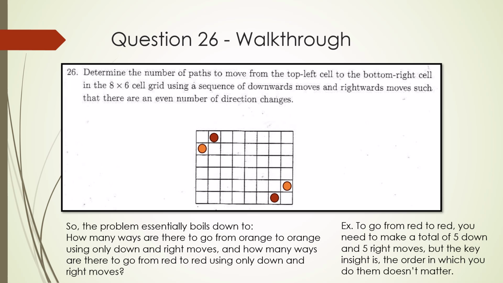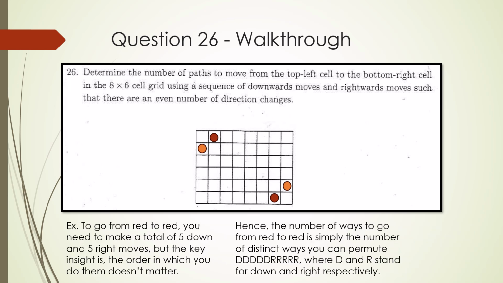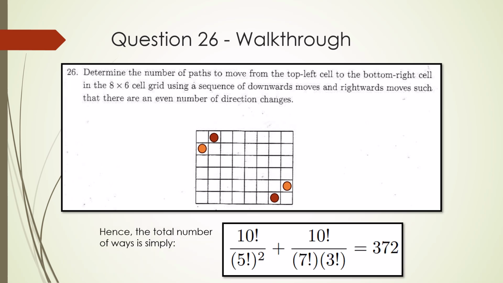Right? So the insight is to go from red to red, for instance, you need to make a total of 5 down and 5 right moves. But the order in which you do them doesn't matter. So we simply find the number of distinct ways we can permute this, and that's related to factorials, right? And then when we add them, we figure out the total number of ways we can do this. And that's how you do this. It's a pretty classic combinatorics problem to ask you how many different ways there are for you to get from one point in the grid to another, given some constraints, but yeah.